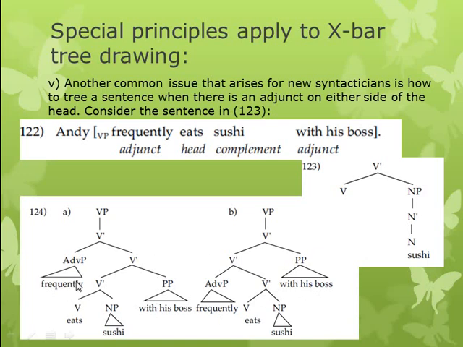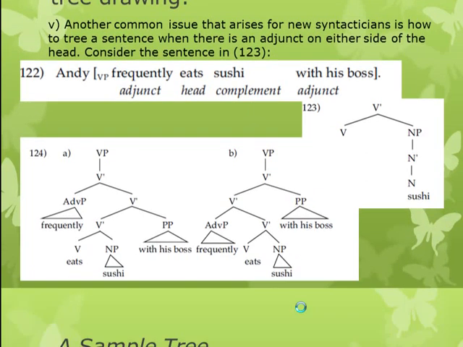Kalau frequently is above with his boss, kalau di atasnya with his boss, berarti yang frequently itu adalah eat sushi with his boss. Kalau with his boss ini di atas, berarti frequently eat sushi but not with his boss. Ya, itu ya, jadi beda di makna.